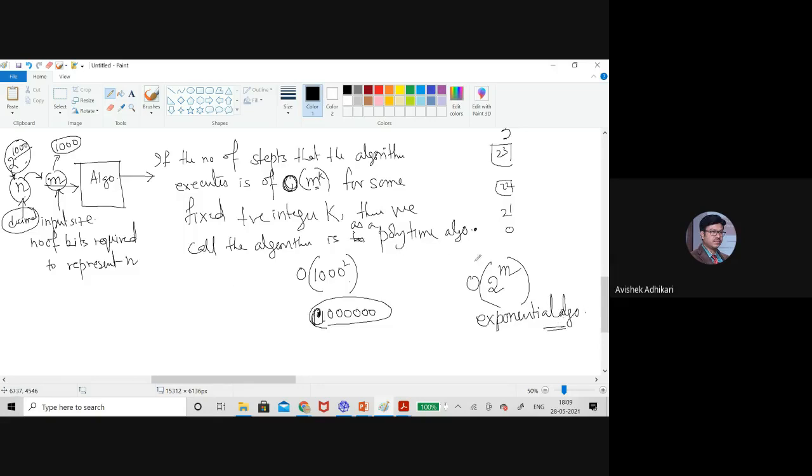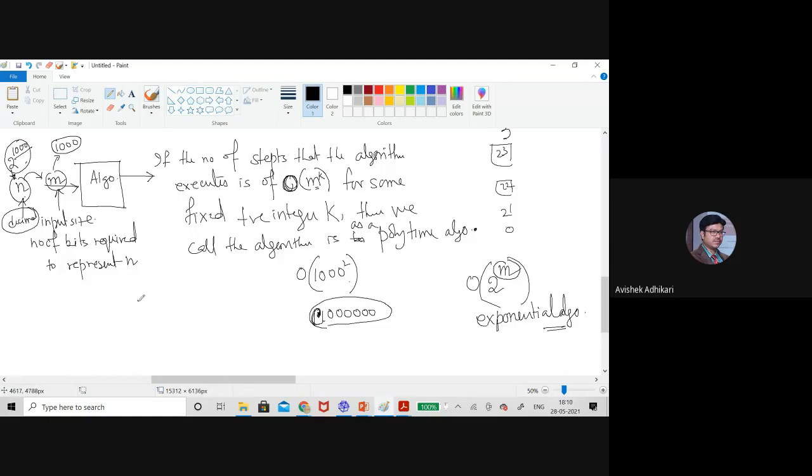Mind that here m is the size of the input. If your algorithm is of this form, and this many steps are required to execute it, then we call your algorithm an inefficient algorithm, because it requires lots of steps to execute. We call it an exponential algorithm, whereas polynomial time algorithms are called very efficient algorithms.